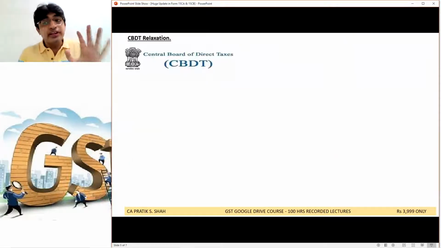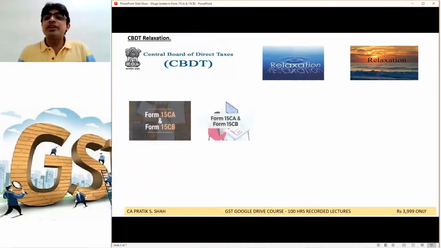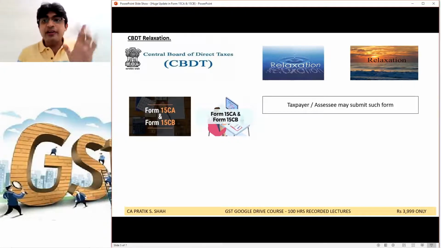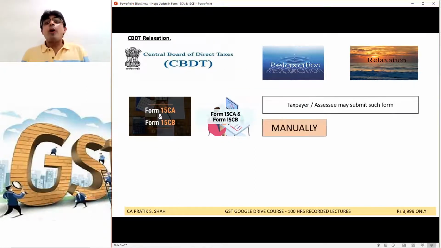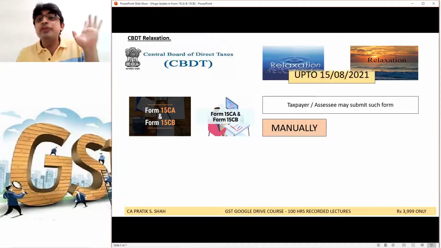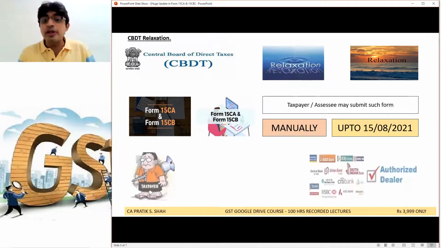That's why CBDT has given certain relaxation in filing 15CA and 15CB. What is the relaxation? Now, taxpayer may submit such form manually. Instead of going through this income tax portal, which is not working, you can manually file Form 15CA and 15CB up to which date, sir? 15th of August 2021. Hopefully by then the portal will improve.